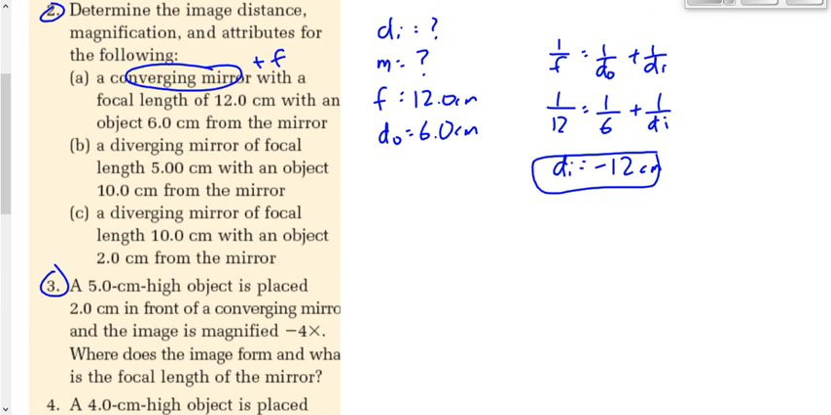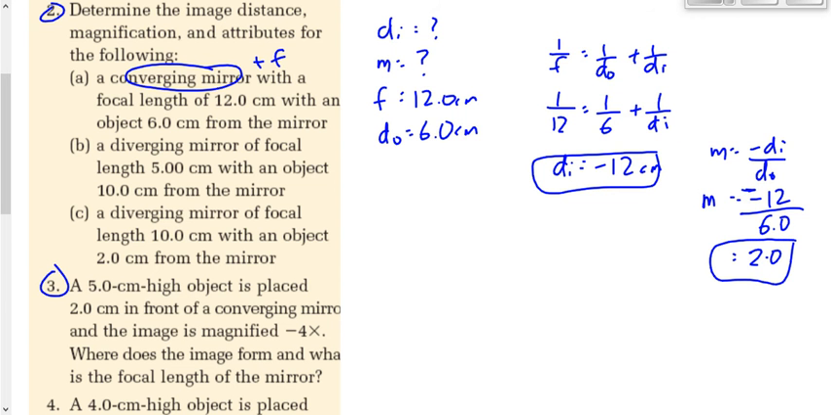Now we want to find M. Let's say M is equal to negative DI over DO. Oh, that's a good one here. M is equal to negative 12 over 6. Is that right? What's wrong? Yeah, negative makes a positive, right? Positive 12 divided by 6 is 2.0. Now, that magnification technically doesn't tell me that it's a right side up image. It tells me that the image is on the same side of the principal axis as the object. But normally the object is right side up, therefore the image would be right side up as well.